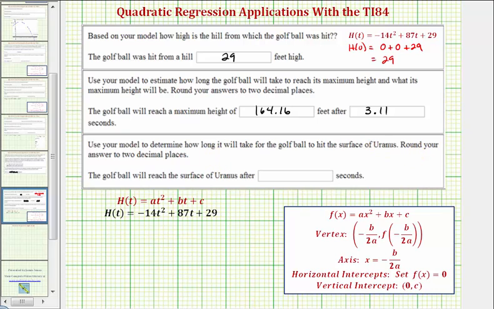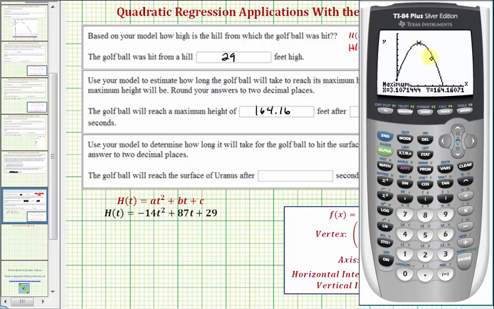So going back to the graph again, notice how the ball is going to hit the ground here at this horizontal intercept. So to find this point, we can use the zero feature or the intersection feature. Let's use the intersection feature. To do this though, we have to go back to y equals, and in y2, we want to enter y2 equals 0. This represents the horizontal line h of t equals 0, where all along this line, the height would be 0, and therefore the ball would be on the ground.